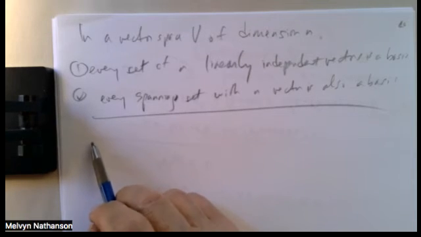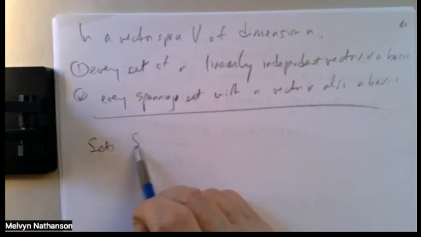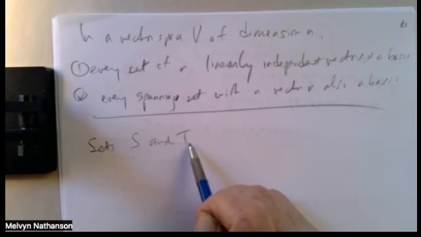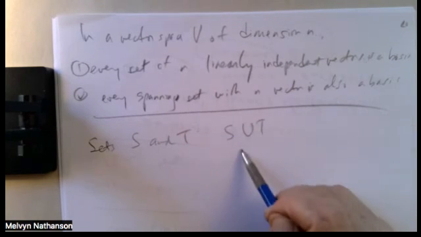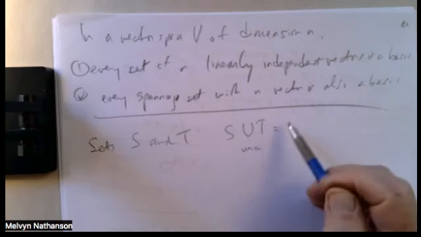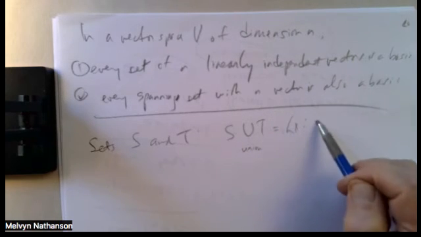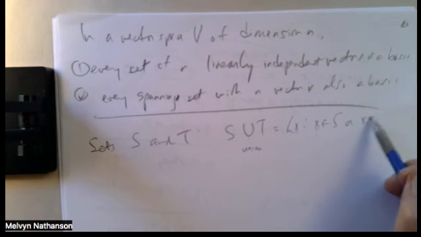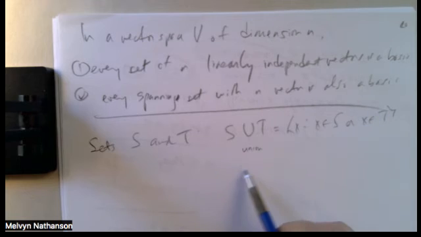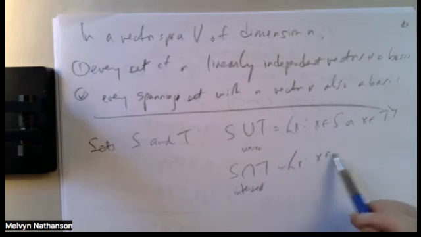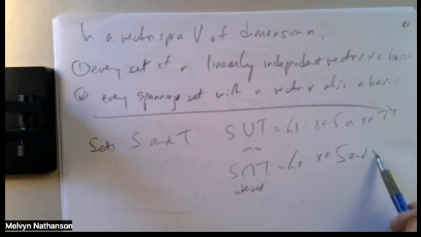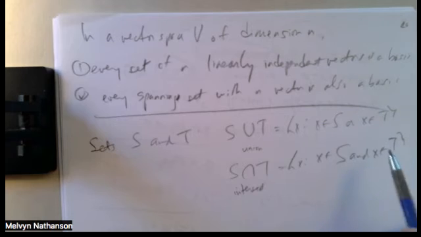So in set theory, suppose you have sets S and T, then S union T is the set of all X such that X is in S or X is in T, and S intersect T, the symbol intersect, is the set of all X such that X is in S and X is in T.